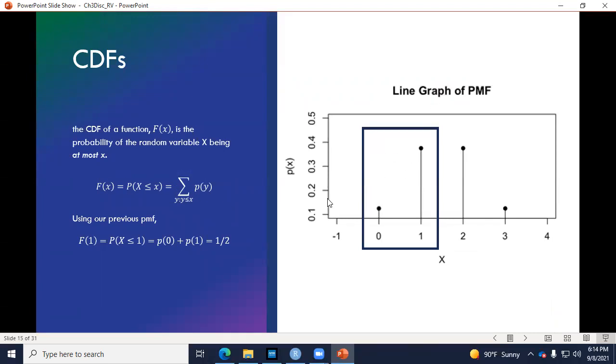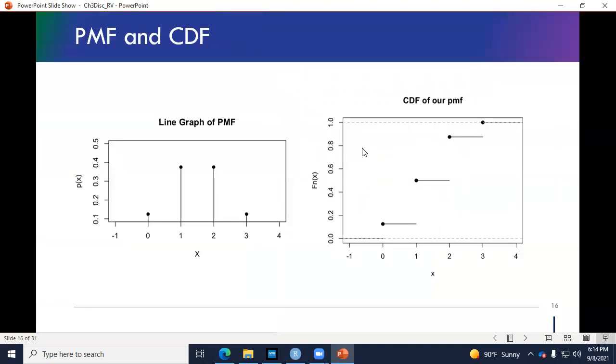In the graphic, it's just showing you what it means. You sum over all the values on the left of this small x, because it's capturing the probability of being at most x. So anything on the left, you sum them up. But this is just to show you how they look. This is the PMF, we see it already, and this is the CDF for this PMF.